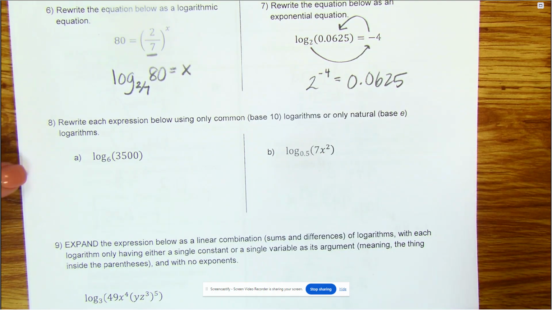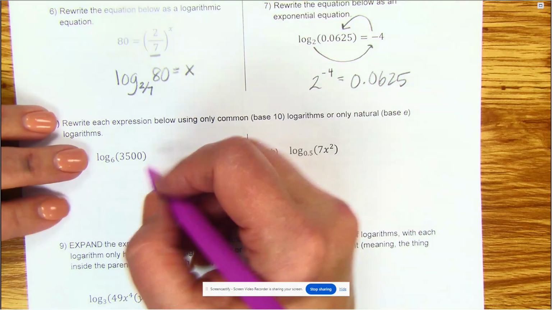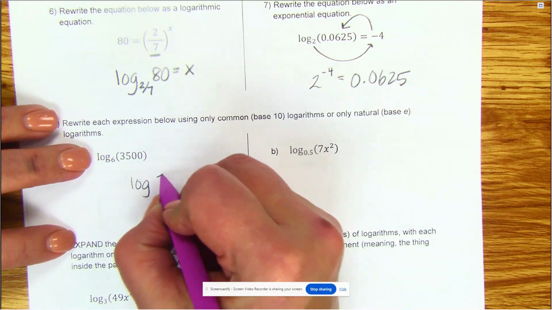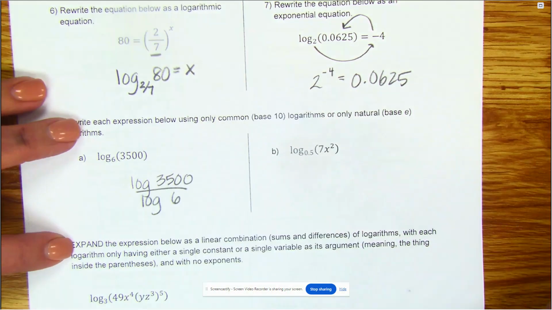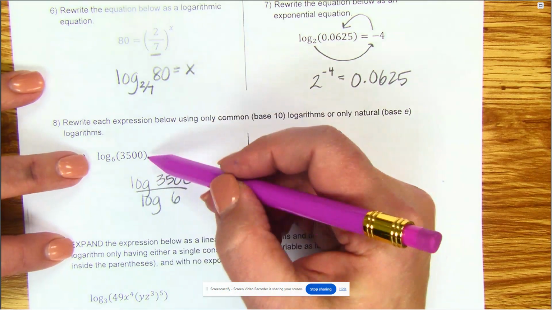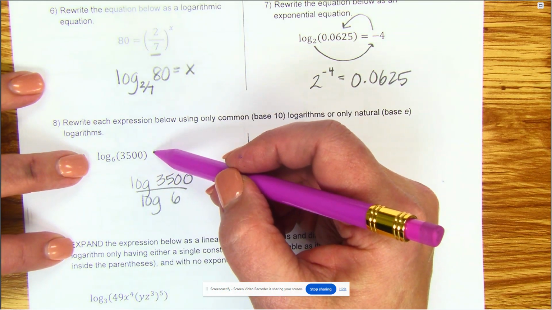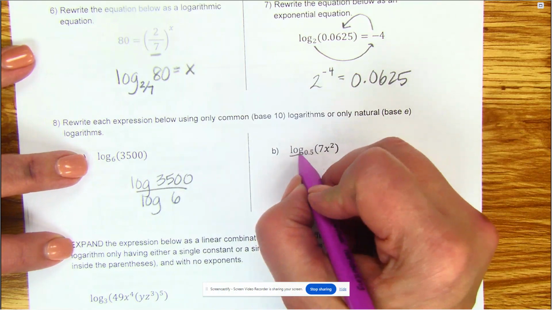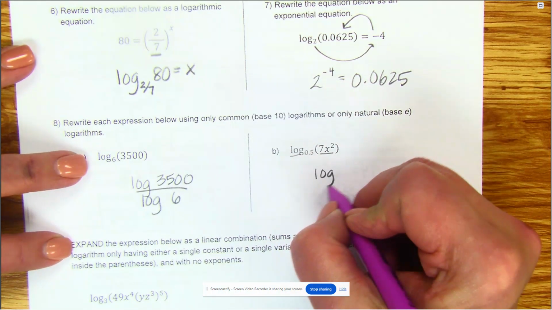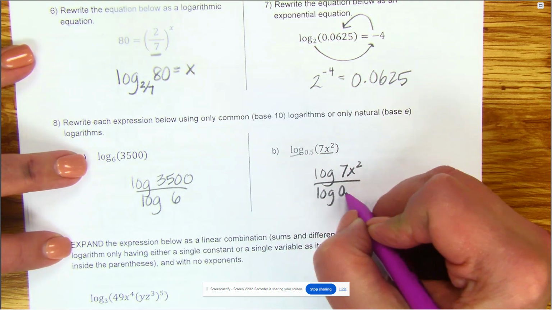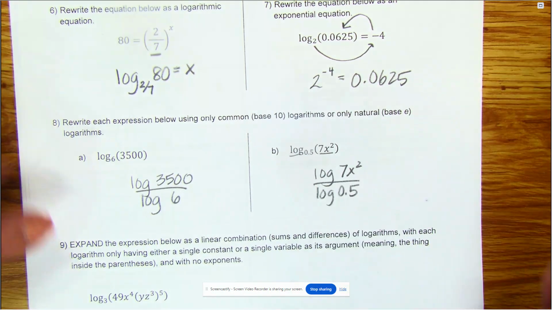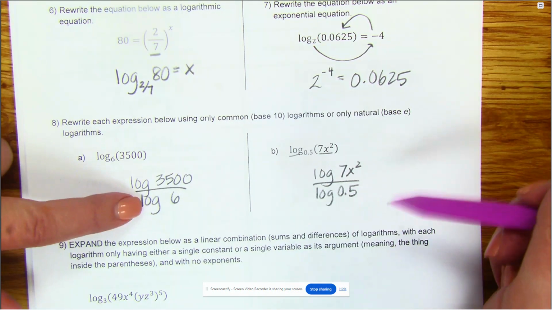Okay, so common log base 10 is just log of 3,500 divided by log of 6. That'll give you the same answers if you type that into your calculator just like that. It's the log of this divided by the log of the base. And you can do that either with base 10 like I have or with ln.